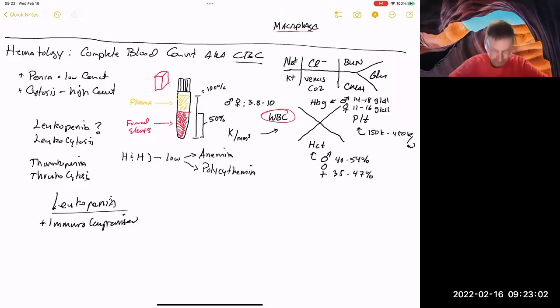And there are many things that can cause leukopenia. So if you see leukopenia, you've got to think, okay, what are things that could cause this? Is this somebody who is receiving immune-modifying medications, right? There are many medications out there, so-called chemotherapeutics that treat cancers, for example, that suppress the immune system, right? So you want to think about that.